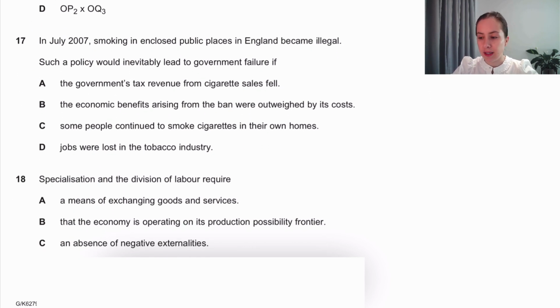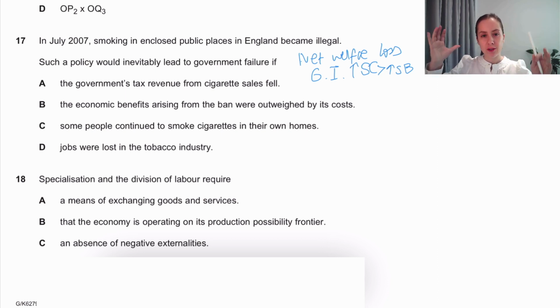Smoking in England became illegal in 2007. Government failure, we're looking for something that's resulted in a net welfare loss. So if the government intervention led to an increase in social costs higher than the social benefits, that would be an example of government failure. So I'm looking for something that has such high social costs that they start to outweigh the social benefits of the decision itself to intervene in the market.